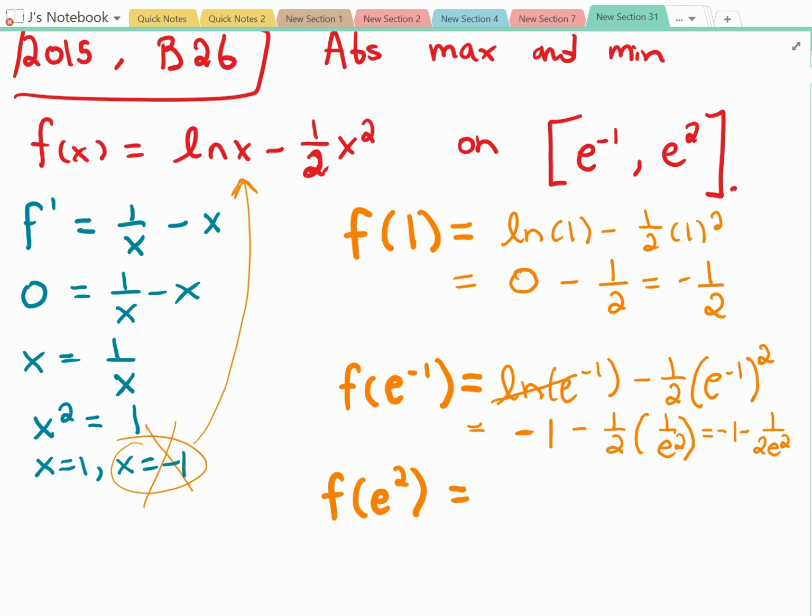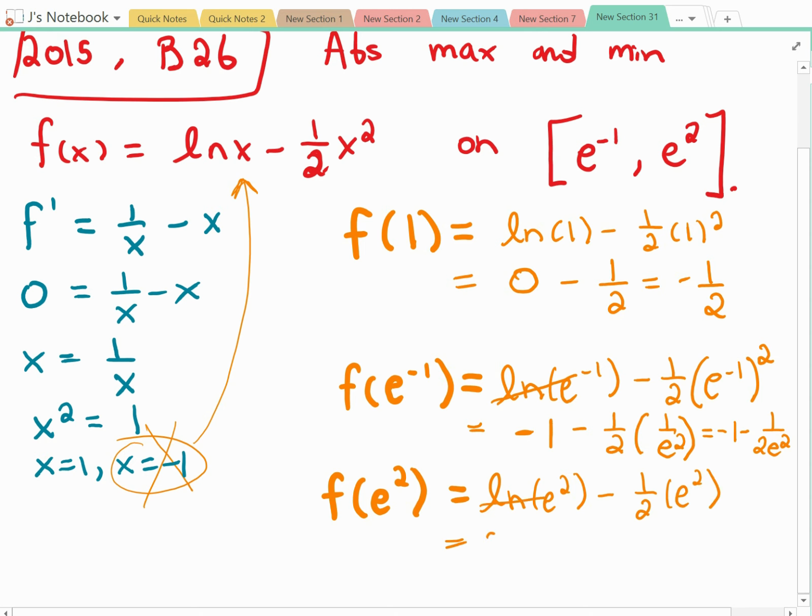Now we plug in e squared. Ln of e squared minus 1/2 of e squared. Ln of e squared, again, we get a cancellation law. We just have the 2 minus e squared over 2.